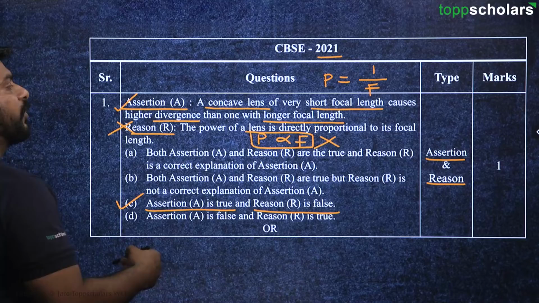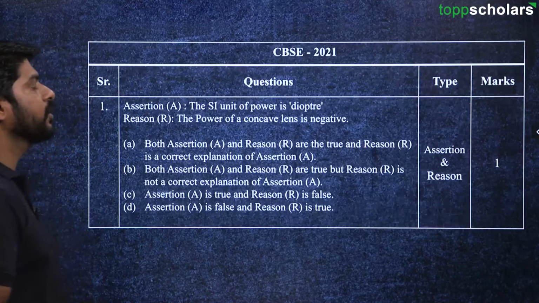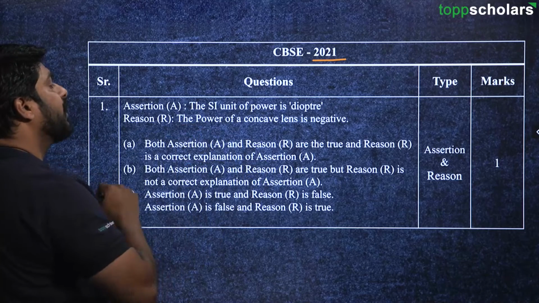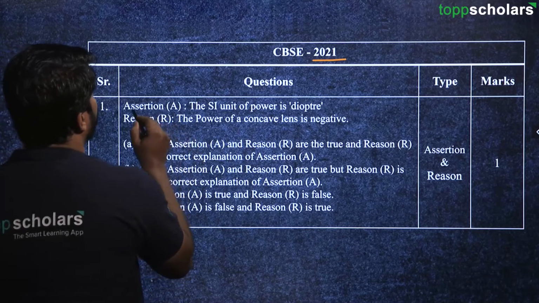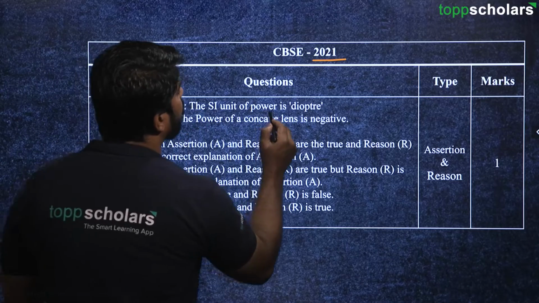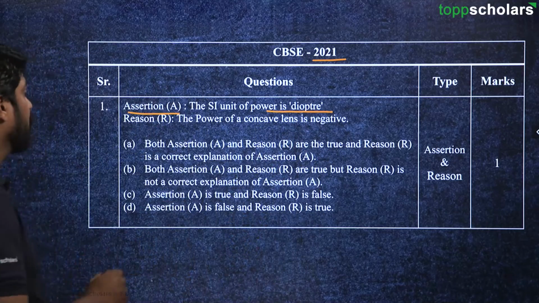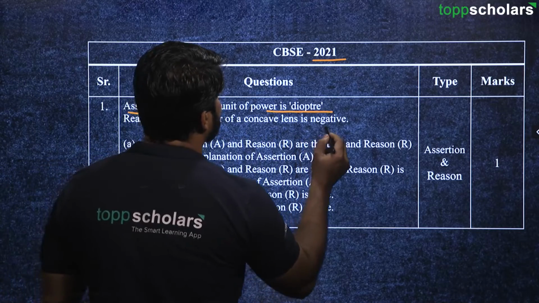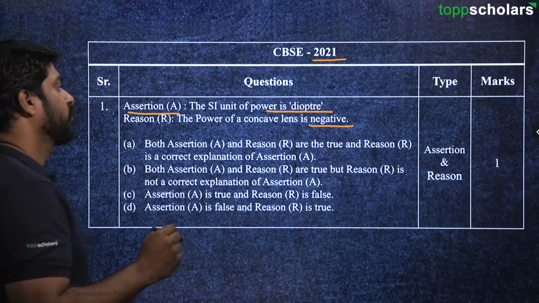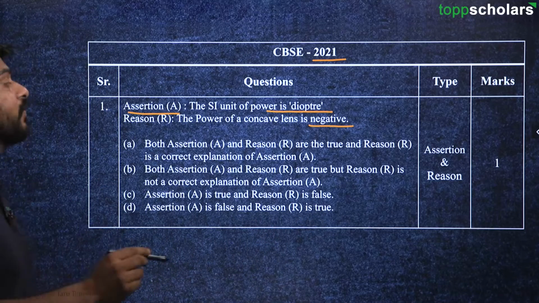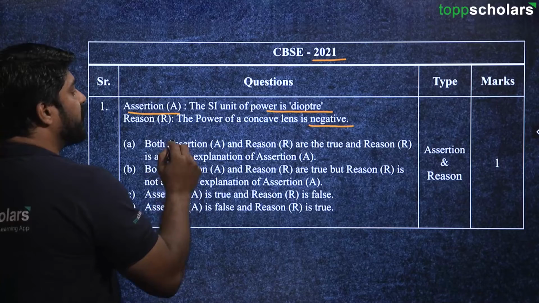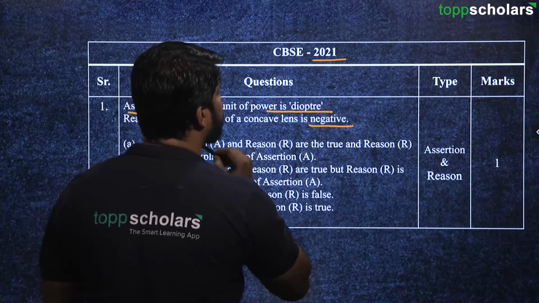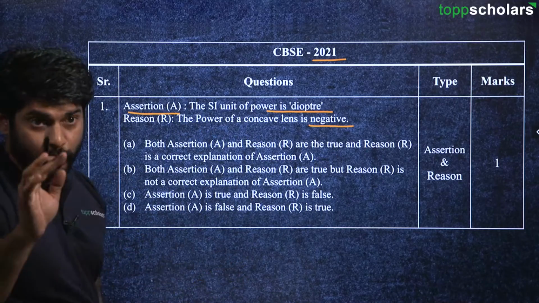So this was a pretty simple question. Now moving on to the next one, 2021. Again we have got an assertion and a reason. The assertion is: the SI unit of power is diopter. And the reason that is given is: the power of a concave lens is negative. So if you look at these two statements, first, the SI unit of power is diopter. Definitely that is true.